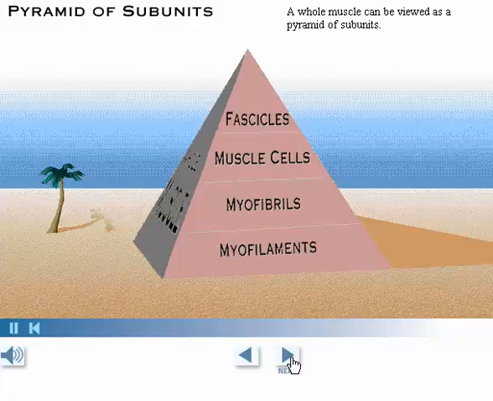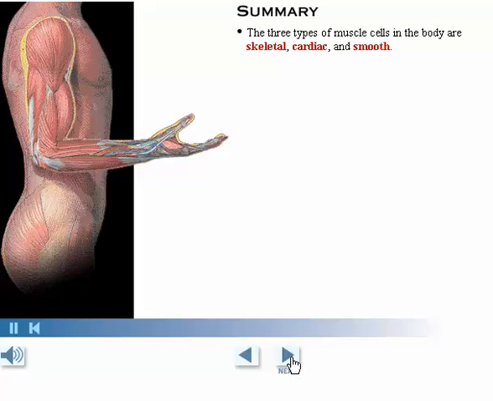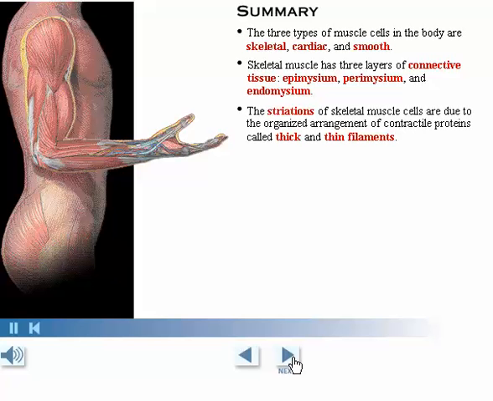Here's a summary of what we've covered. The three types of muscle cells in the body are skeletal, cardiac, and smooth. Skeletal muscle has three layers of connective tissue: epimysium, perimysium, and endomysium. The striations of skeletal muscle cells are due to the organized arrangement of contractile proteins called thick and thin filaments.